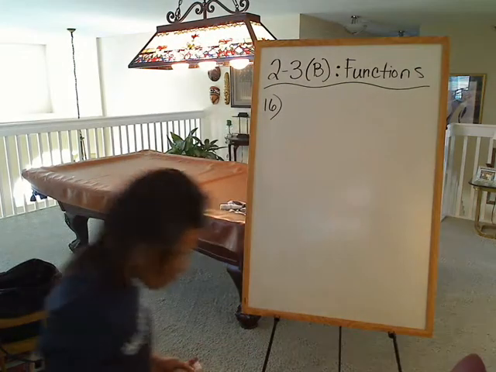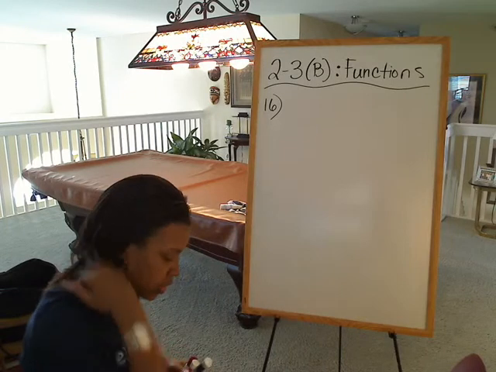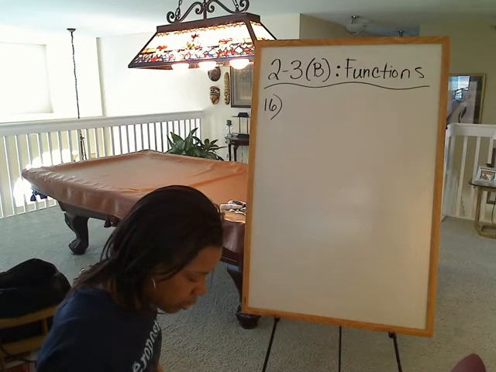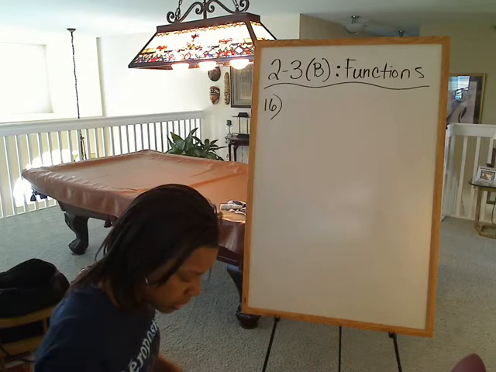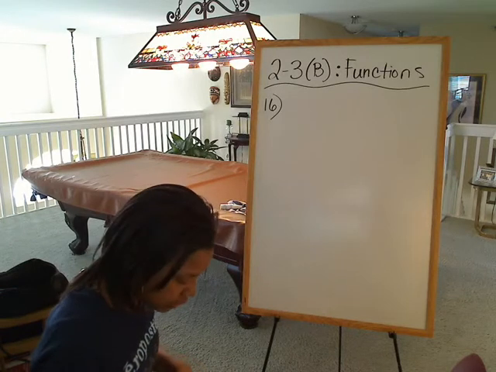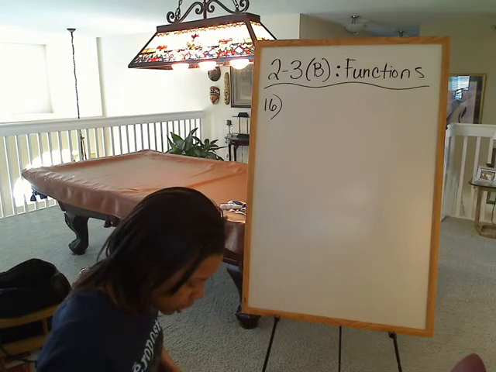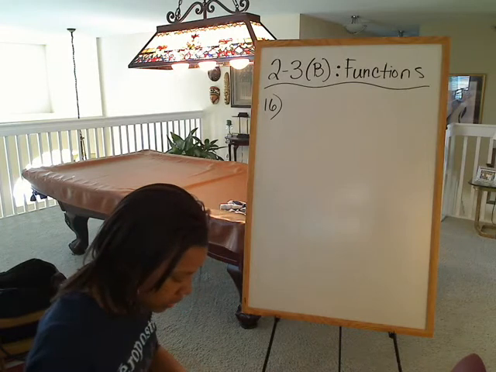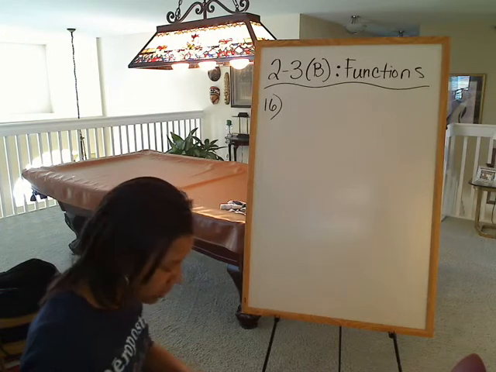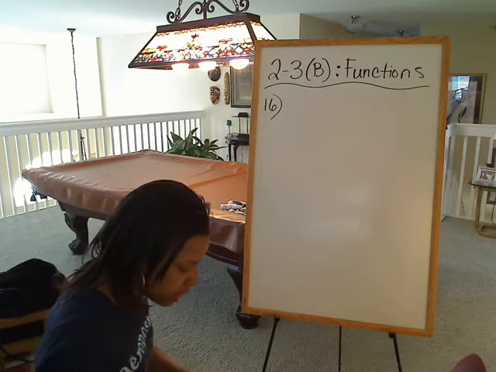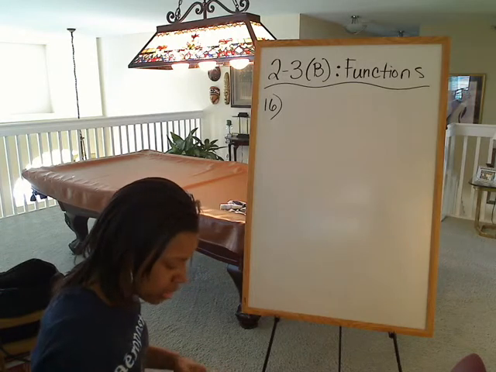Number 16 says the school baseball team wants to have each player's name imprinted on the player's jacket. The cost is $75 plus $8.50 for each name. Write a function to represent the cost, C of n, for n names. What is the cost to have names imprinted on 25 jackets? So we have a lot of information here that I want to jot down.